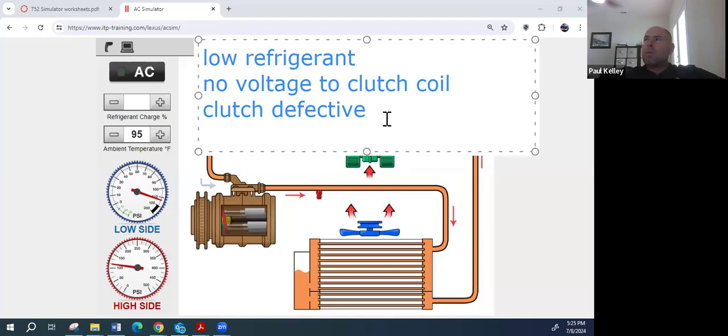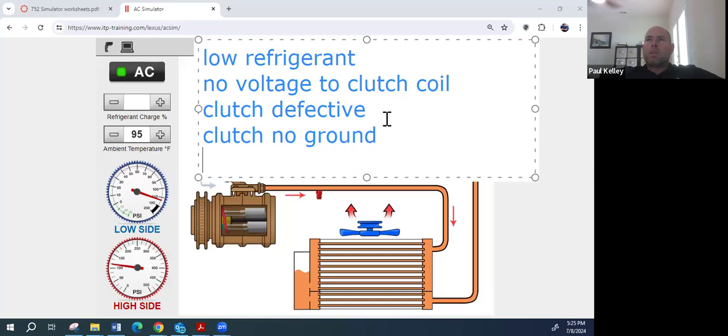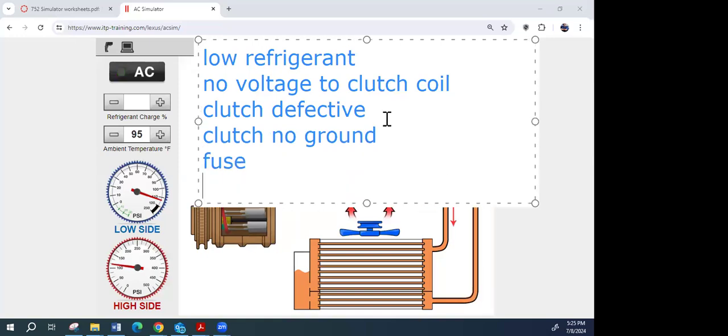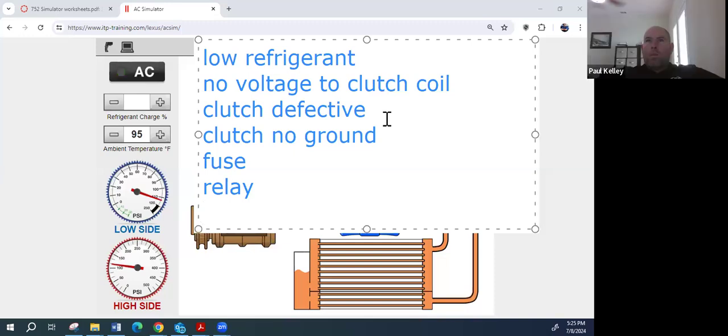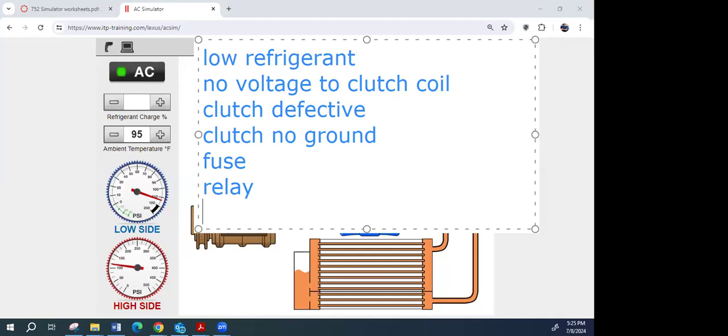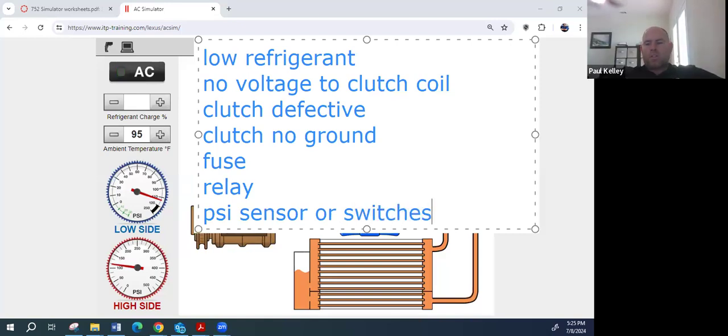Let's see how would I word that. Clutch. No ground. True, true, true. A fuse. Bad relay. The relay. Now, low refrigerant is true, but how does the vehicle know it has low refrigerant? The pressure switches. Right? So wouldn't you agree the pressure sensor or switch could cause it?